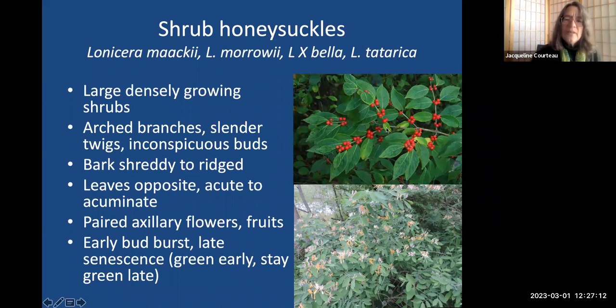And then another really key characteristic for these species is the early bud burst and late senescence. That is, they get green early in the spring and they stay green late in the fall. If you go out in October, you can just pick them out because all the natives will have lost their leaves by then, but these will still be green. There's a super interesting story for why that's the case, but I don't think I have time to go into that.